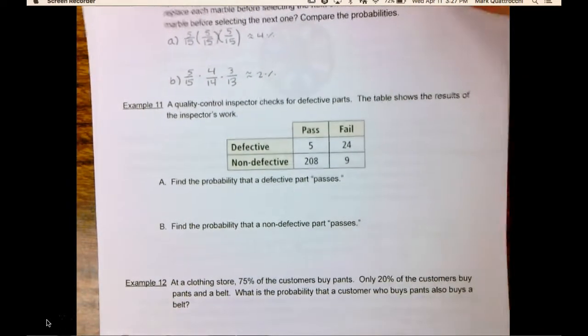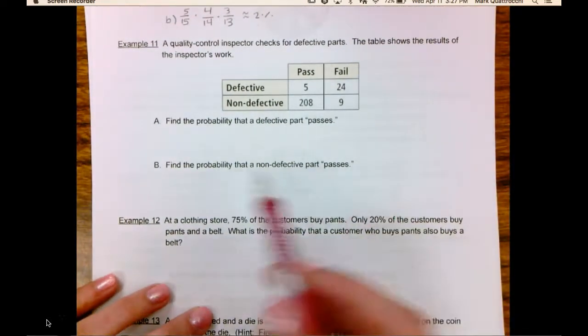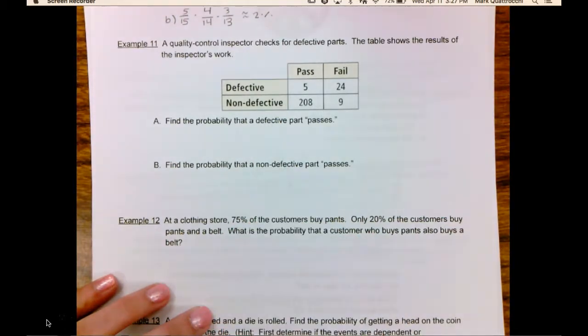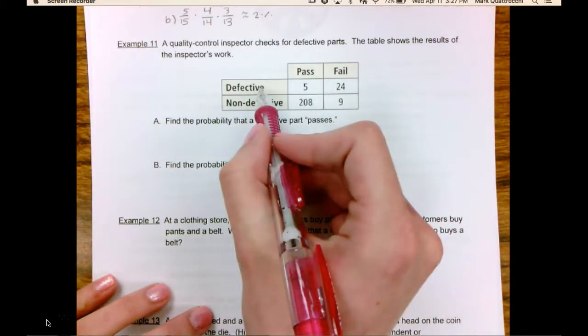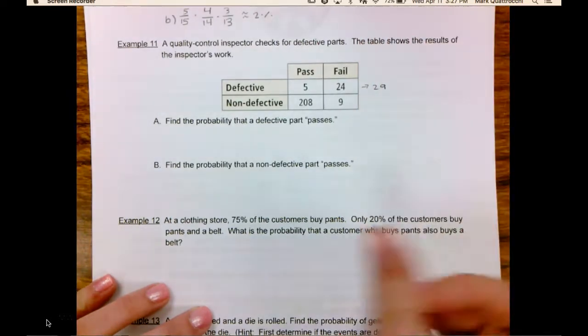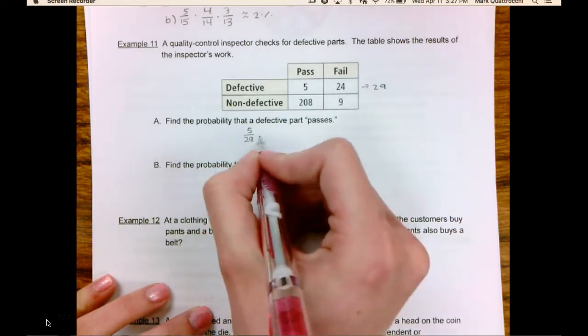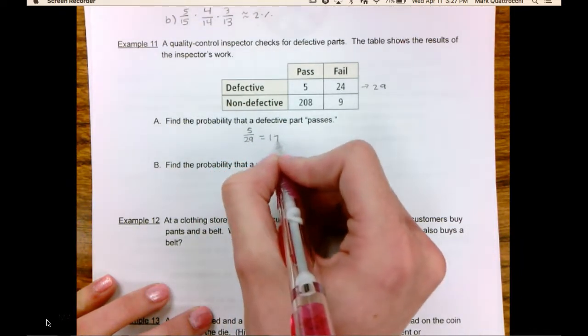A quality control inspector checks for defective parts. The table shows the results of the inspector's work. Find the probability that a defective part passes. So of the defective ones, there are 29, and 5 of them pass. So 5 out of 29 is 17.2%.